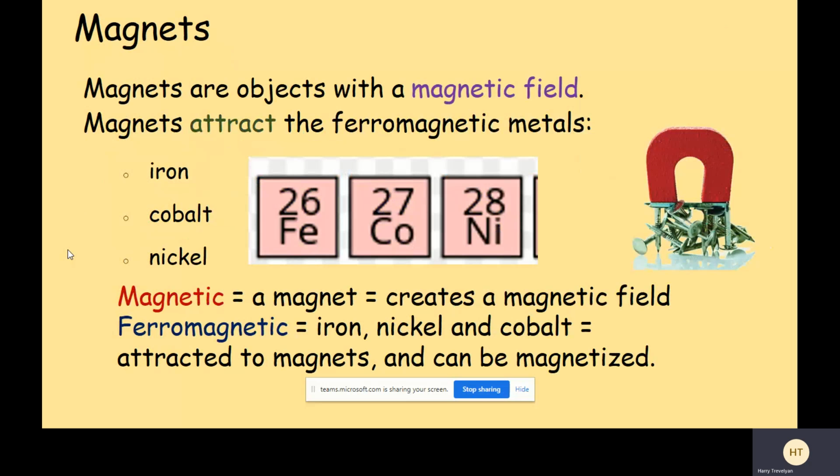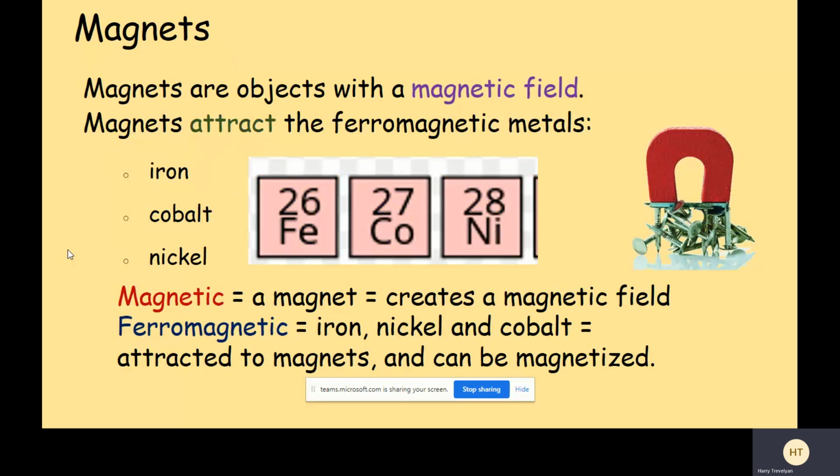So first line, magnets. Magnets are objects with a magnetic field, and magnets attract the ferromagnetic metals. Those ferromagnetic metals are iron, cobalt, and nickel. I put down their periodic table entries there, which we should have met last term. So just summarizing the difference between ferromagnetic and magnetic below.